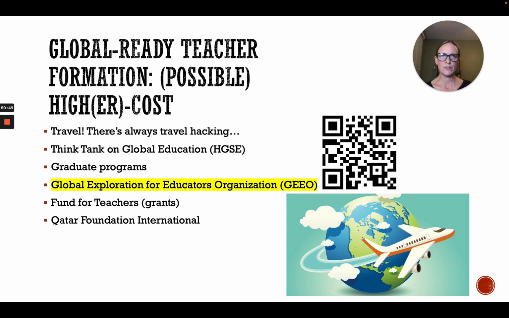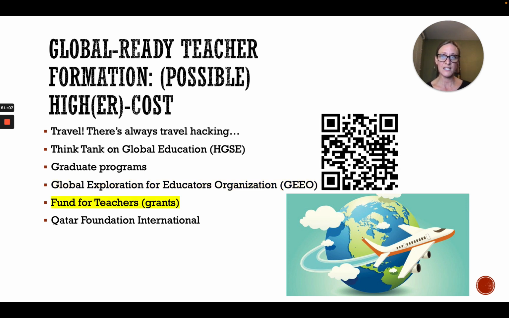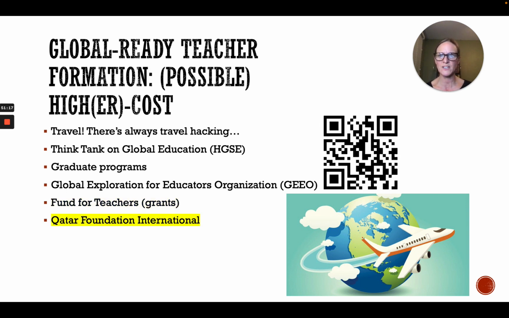The Global Exploration for Educators organization, GEO, they provide trips for teachers that you still have to pay, but it's at a pretty significantly discounted rate. And there's really great trip options. Check it out on their website. The Fund for Teachers provides grants for teachers to do a lot of different things that can be, for example, global education focused. And the Qatar Foundation International provides grants that would be applicable for anyone teaching Arabic.